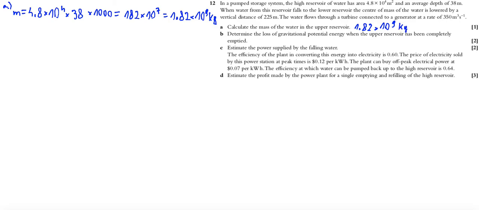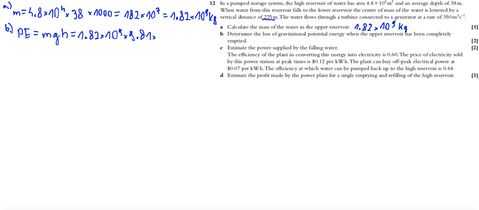Second, determine the loss of gravitational potential energy when the upper reservoir has been completely emptied. It's also not difficult. Gravitational potential energy is mass times gravitational acceleration times the height from which this mass falls. So in this case we have 182 times 10 to the power of 9 times 9.81, gravitational acceleration, and the height from which it travels is 225 meters.